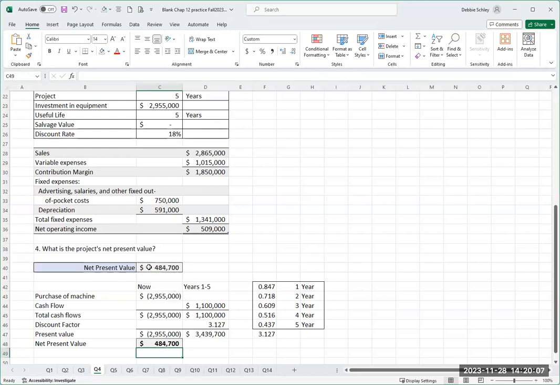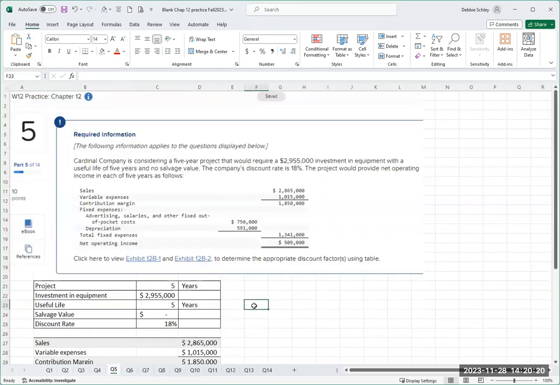So my net present value is 484,700. So that's how I got that number. Okay. Question 5.